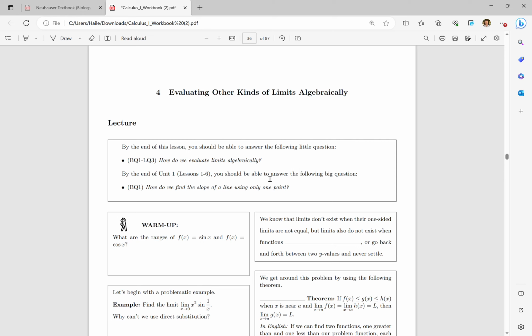In this video, we're going to talk about how to evaluate other kinds of limits algebraically. So in this lesson, our little question is, how do we evaluate limits algebraically? If you remember, that's the same little question from the last lesson. In this lesson, we're just going to talk about some more strategies to evaluate limits. And as a reminder, by the end of Unit 1, you should be able to answer the following big question: how do we find the slope of a line using only one point?